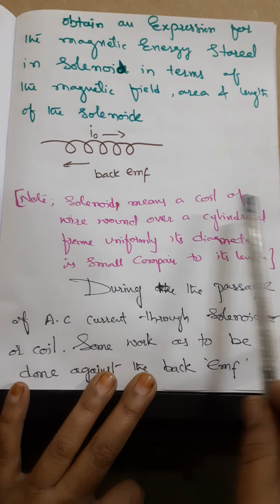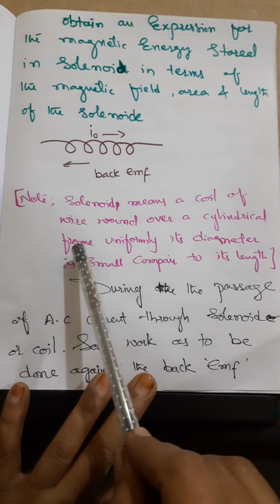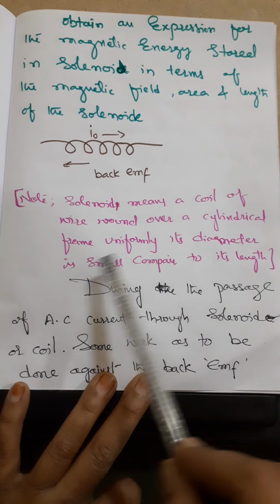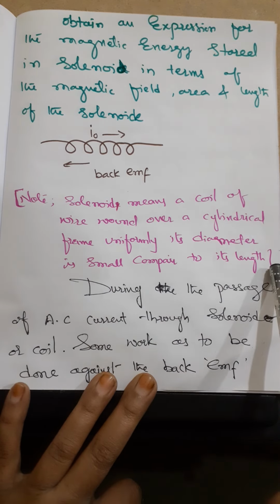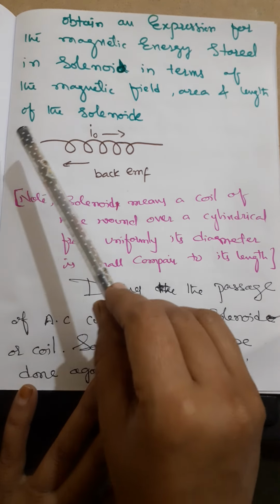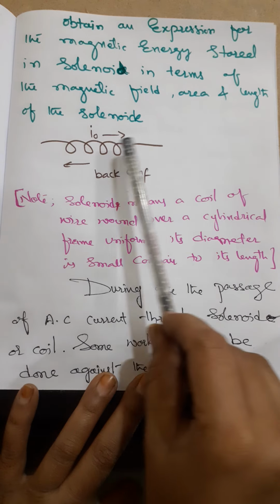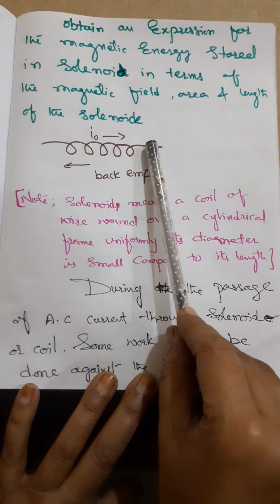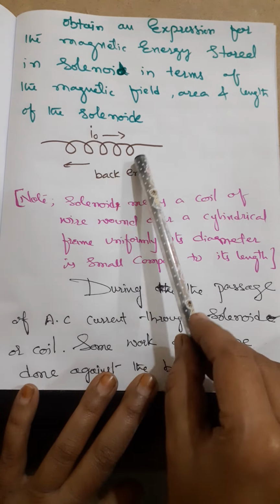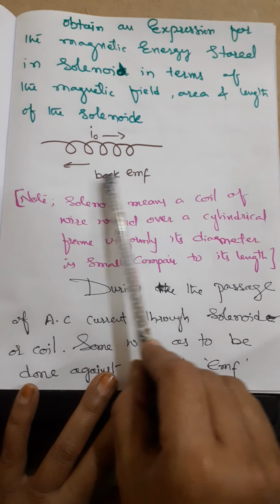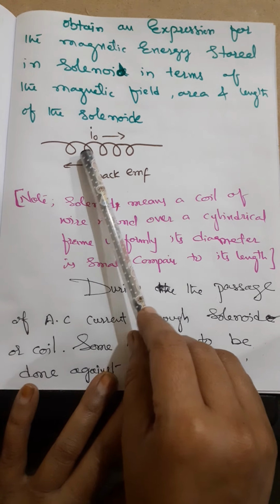Solenoid means a coil of wire wound over a cylindrical frame uniformly. Its diameter is small as compared to its length. Just imagine a solenoid as a coil in which a number of turns are there and a current is flowing in the solenoid, due to which an induced EMF is set up in the particular coil.